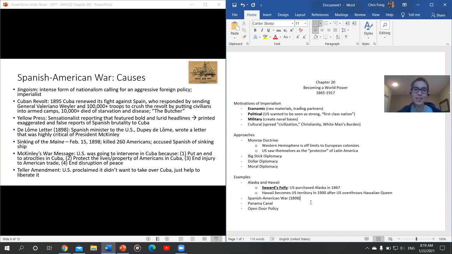Cuba was a Spanish colony. Cuba was an incredibly profitable Spanish colony with a huge sugar trade there because the climate is perfect for sugar, and a large slave population there as well. And in the late 1800s, the Cuban peoples begin to rebel against Spain.